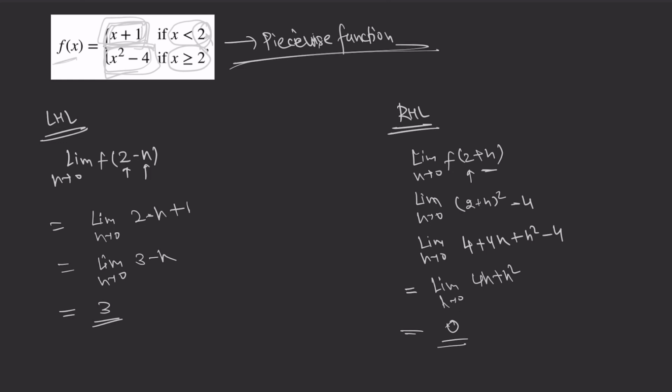So as you can see here, LHL is not equal to RHL. LHL is 3 and RHL is 0. So LHL is not equal to RHL. Okay, so the limit will not exist here.